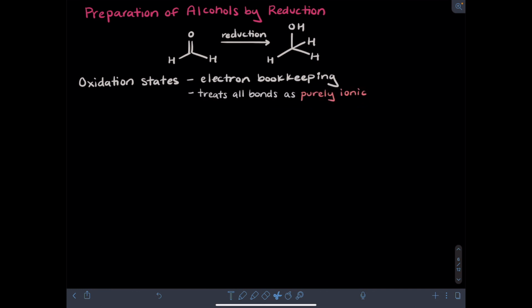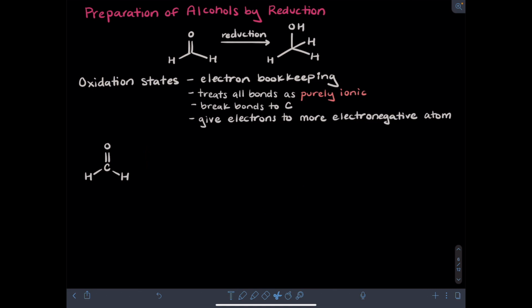To determine oxidation states, and we're going to be focusing on carbon oxidation states, we're going to treat all bonds in the molecule as purely ionic. You'll imagine breaking all of carbon's bonds to other elements, and when you break the bonds, you give the electrons to the more electronegative atom from that bond. To begin, I'll demonstrate for this molecule called formaldehyde.